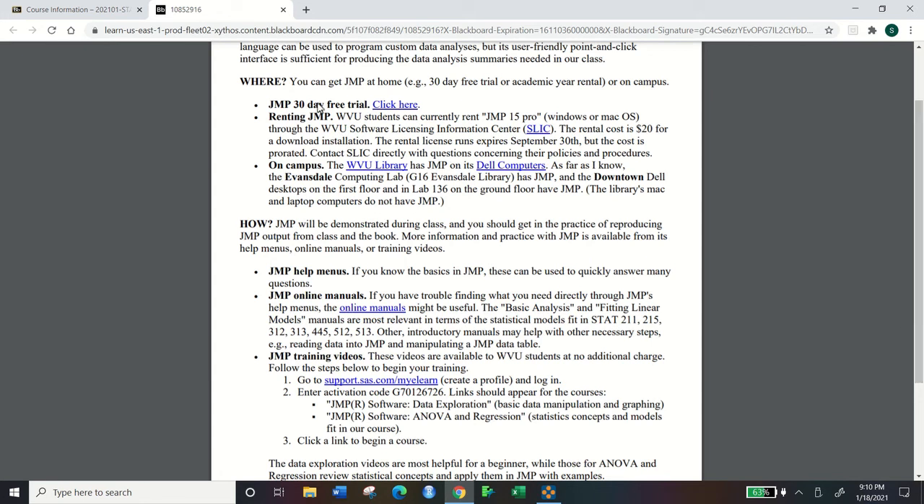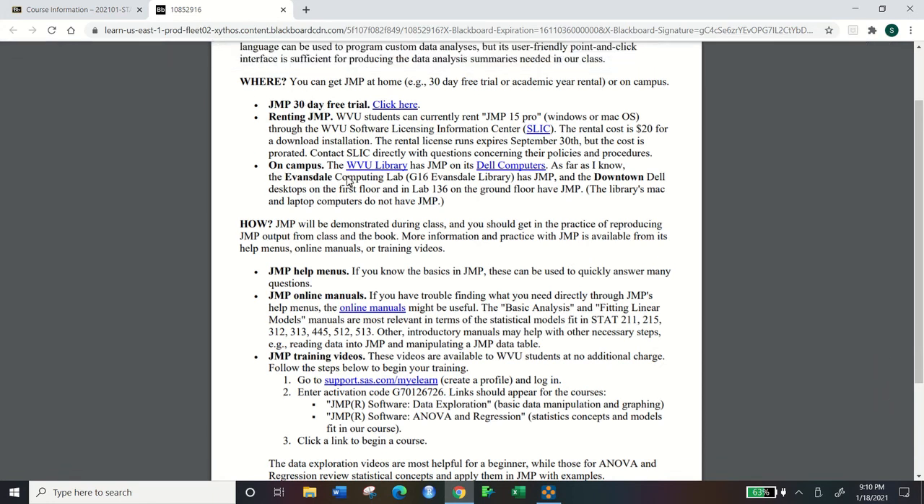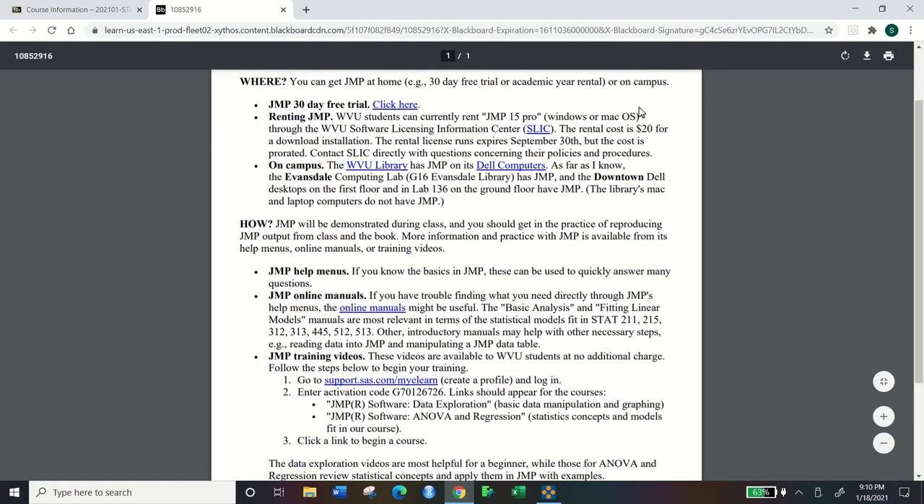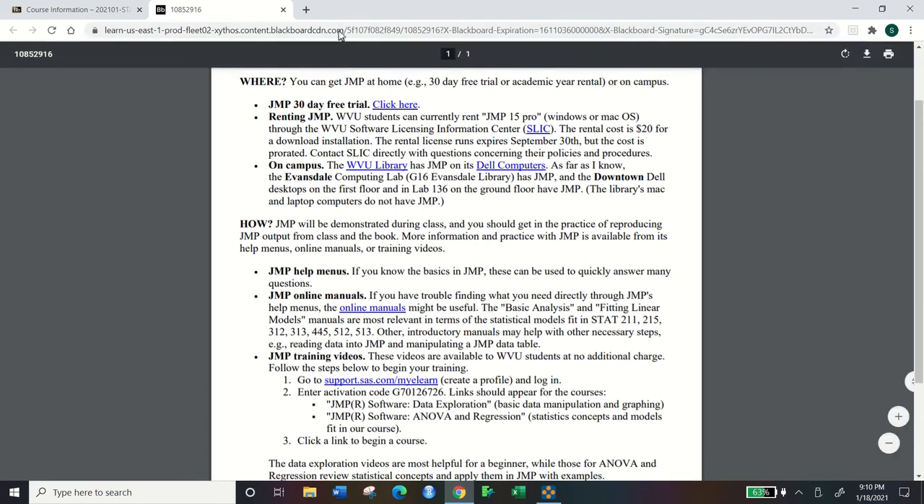You are able to get a free trial, but that won't last the entirety of the semester, so you are going to have to pay for renting the software. I believe for the whole semester it's $20, and it will be prorated for the spring. So it should only be about $10, but that is provided they have not changed their pricing since I looked at the beginning of the fall.